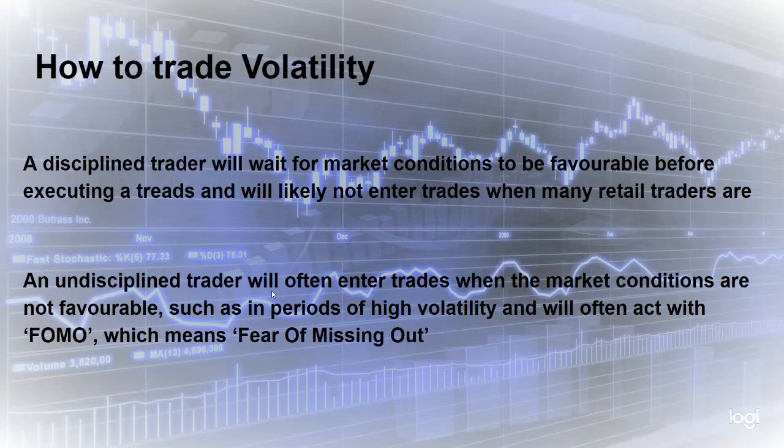So an undisciplined trader will often enter trades when market conditions are not favorable, such as in periods of high volatility, and will often act with FOMO, which means fear of missing out. So when they see that big volatile move up, they want to buy and buy and buy because they want to be involved in the big move up, and that's called FOMO. And often the price can retrace and they'll hit their stop, and the market can completely reverse, in which case they've been buying at the highs and the market then starts to come down. So they are all things that less experienced traders can do and that you just want to avoid doing.